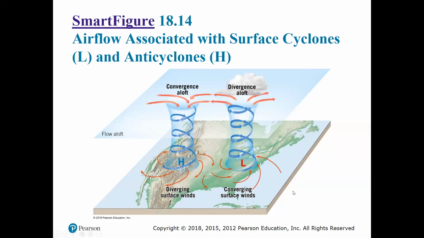Here is a figure that kind of shows you this. This is from page 559 in your book, where you've got in a low those converging surface winds, divergence aloft, and then in a high pressure system, you've got convergence aloft and divergence on the surface. You'll also notice that they go in opposite directions, right? A low pressure system, those winds are going to spin in a counterclockwise direction. And in a high pressure system, those diverging winds are going in a clockwise direction.